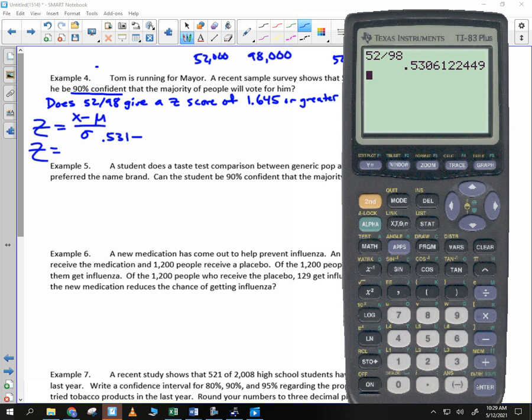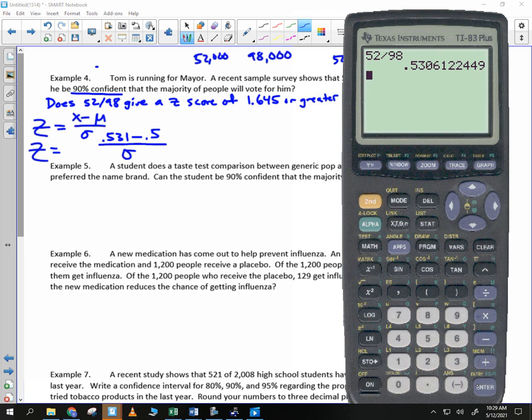what percent of the vote does Tom need in order to win? He needs above 50%, right? So we're going to compare that 0.531, we're going to compare it to the 0.5. He needs better than 50. Divided by sigma. That's all we have to do to come up with the z-score. Does that seem simple enough?